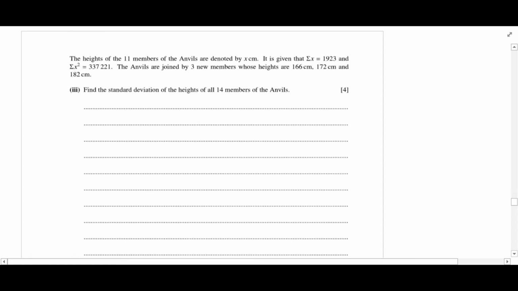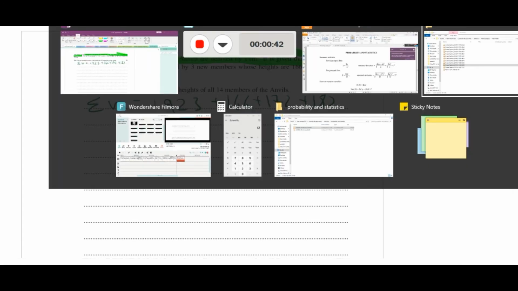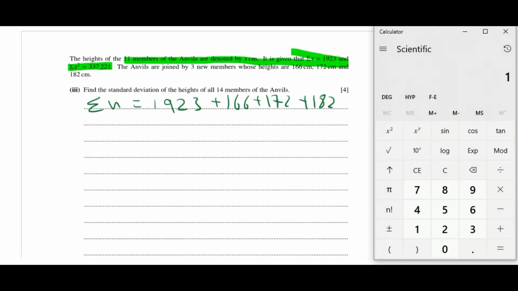Okay, in this question, we are asked that 11 groups of the L1 are denoted with the height of 11 groups. We are given with these data, their summation x and summation x squared. 3 new members are added. We need to find the standard deviation of the total 14 members. First, we need to find the summation x. Summation x would be 1923 plus the new entities 166 plus 172 plus 182.